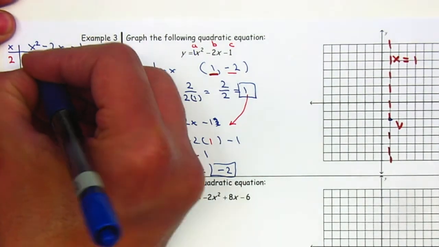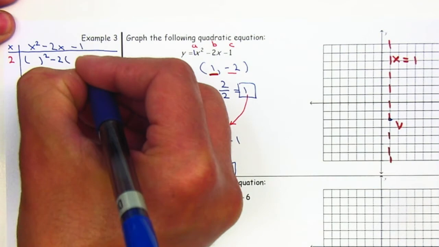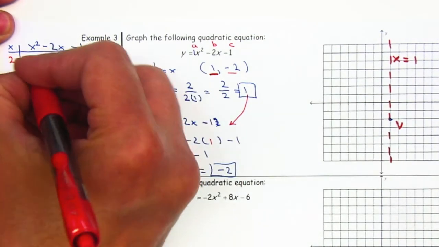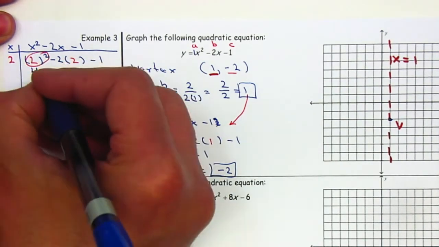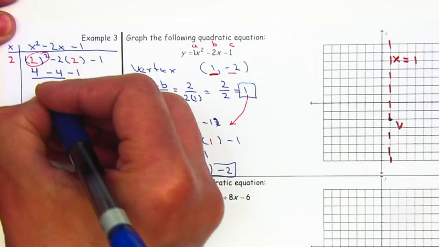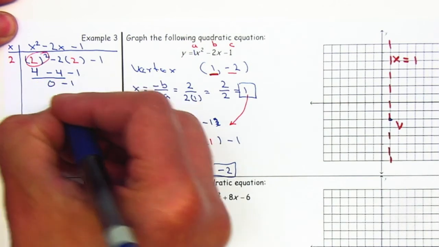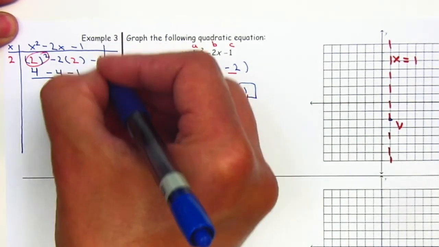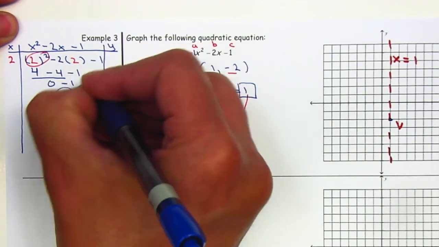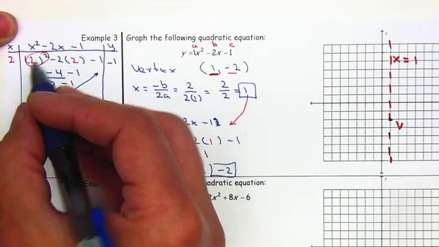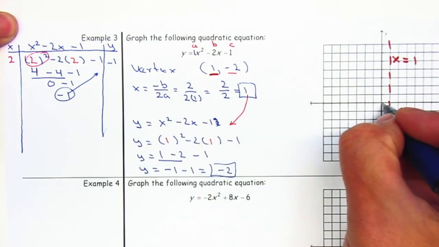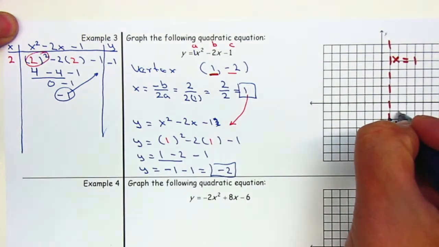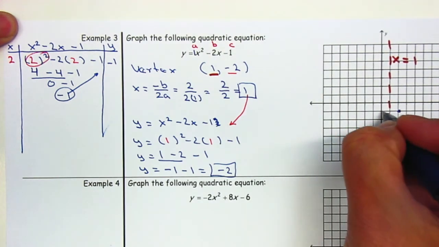So it'll be 2 squared minus 2 times 2 minus 1. So the value of x is 2. Remember to square first. That'll give you 4 minus 4 minus 1. That gives you 0. Minus 1 is negative 1. That'll be the y value. So my first point is 2, negative 1. So to the right 2 and down 1. And I'm going to reflect it on the other side.